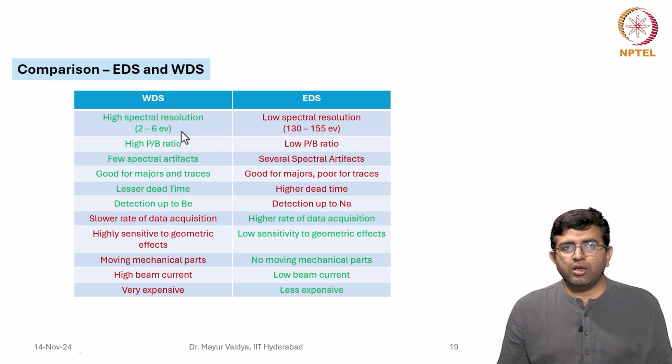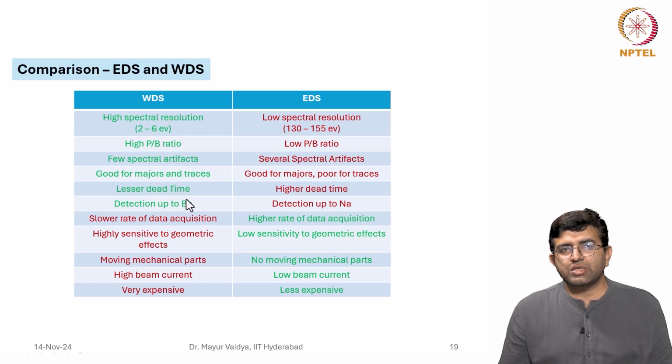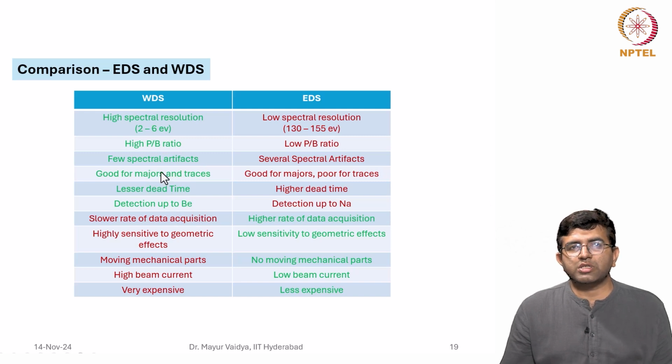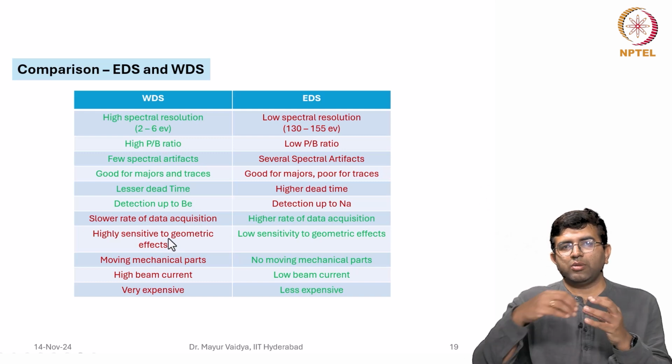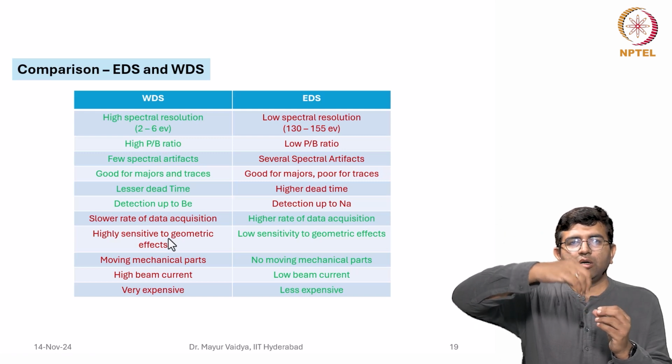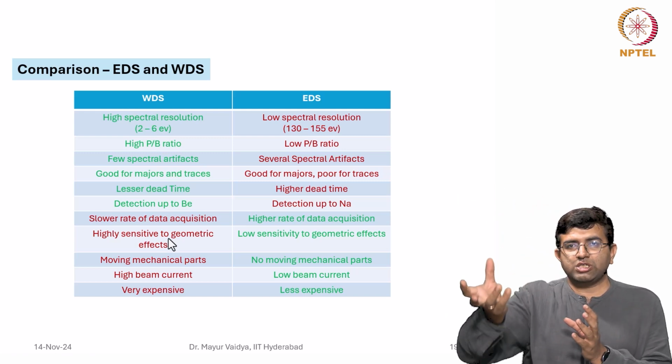Then here I have also summarized a little bit the advantages of WDS and EDS. So WDS offers high spectral resolution, and it is good for majors and trace elements. Detection up to beryllium is in principle possible. It has a high peak to background ratio, so the background noise is very low, and it has a lesser dead time. Some of the limitations are the slower rate of data acquisition, as I told, because the wavelength is analyzed by a crystal, so the data acquisition takes time.